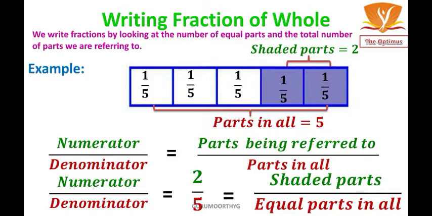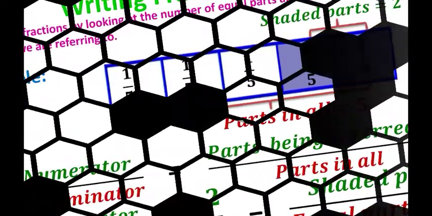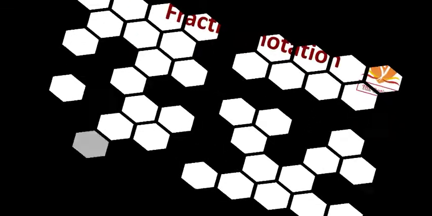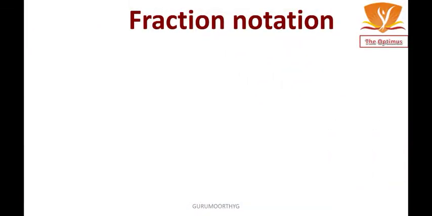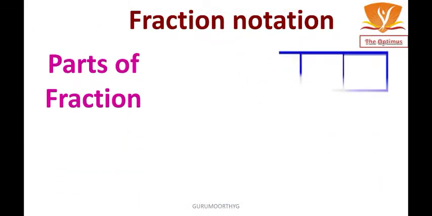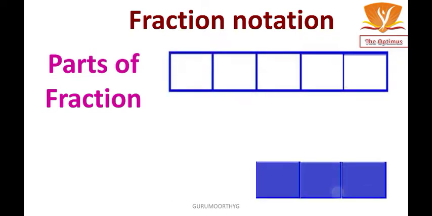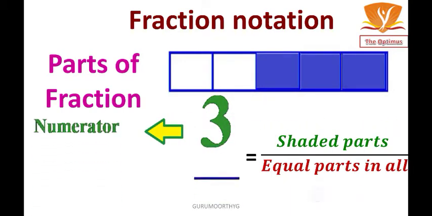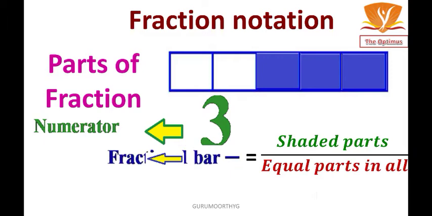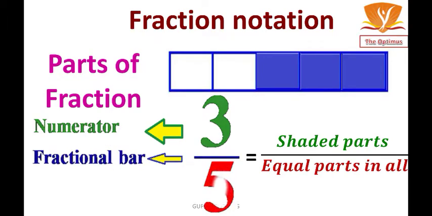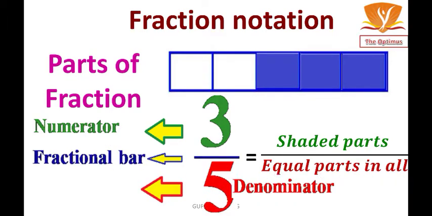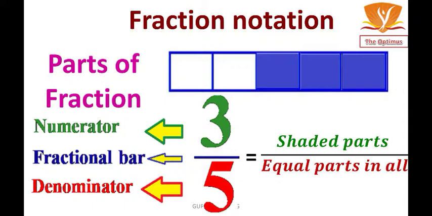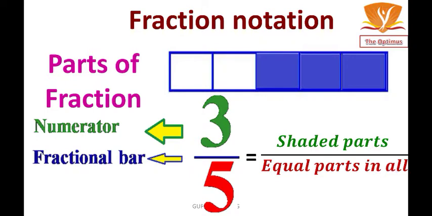The fraction notation. The fractional number has 2 parts. The number on the top of the line is called the numerator. It tells how many equal parts of the whole or collection are taken. The number below the line is called the denominator. It shows the total number of equal parts the whole is divided into, or the total number of equal parts in the collection. The horizontal line between the numerator and denominator is called the bar or division line.